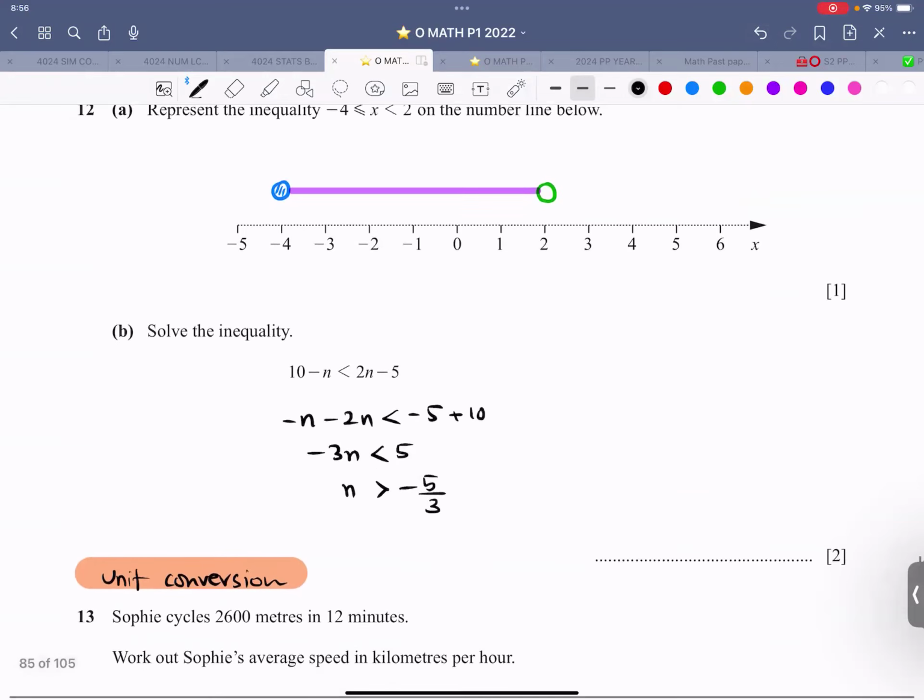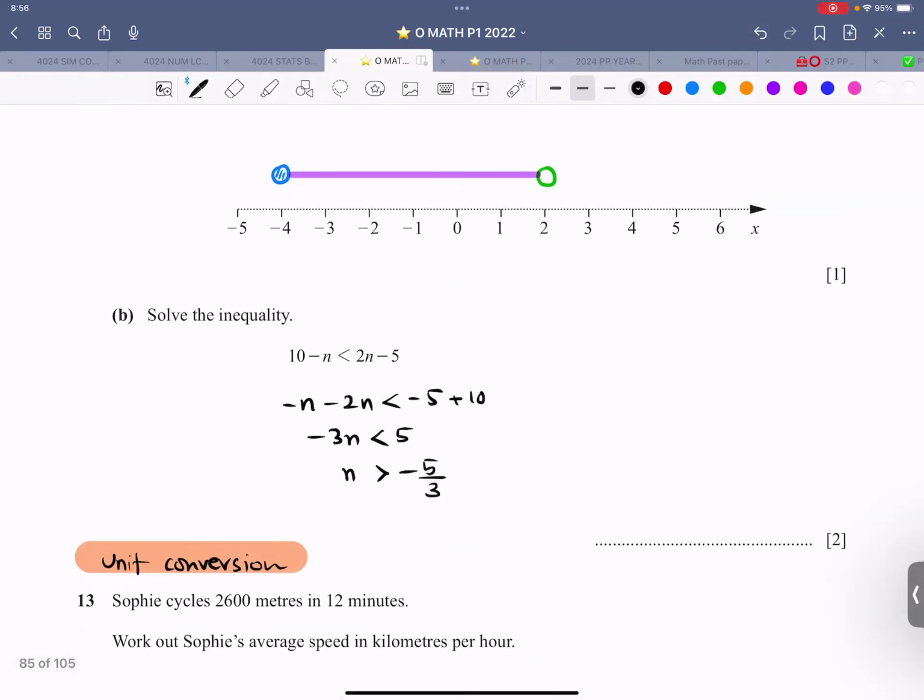Now, let me just double check one thing. That is the signs: minus n, minus 2n, minus 3n, minus 5, minus 10. I made a mistake. I just have that feeling sometimes when I make this mistake. So let me just correct myself. So minus 5 minus 10 is negative 15. Negative 15 over 3, n is greater than negative 5.